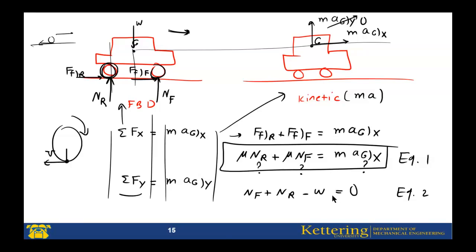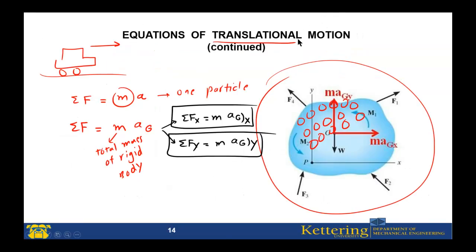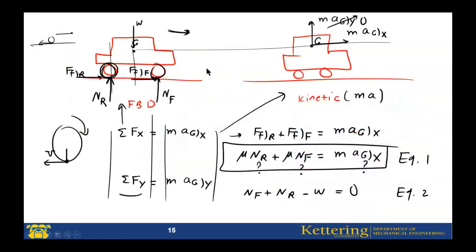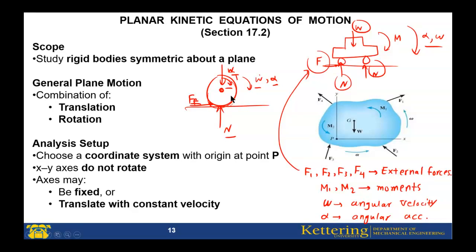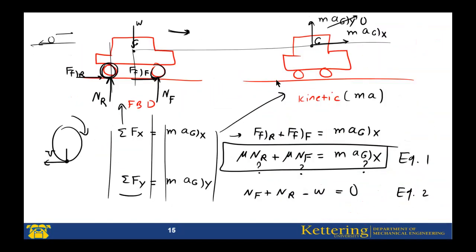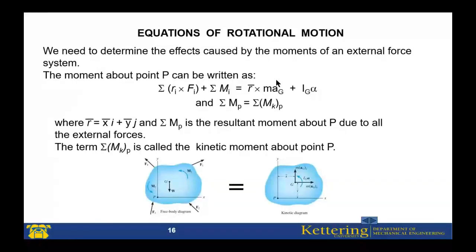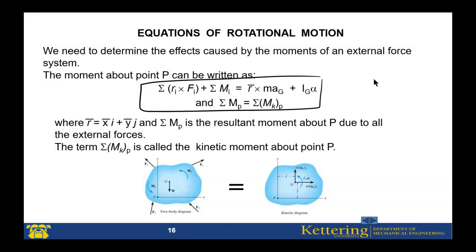Okay. Now, these are the equations of motion for a translational motion. Just a car is moving here. How about the equation of motion for a rotating body, such as a tire? Tire is rotating, only the tire. How can we write the equation of motion for a tire that is rotating? For this one, we need to use this equation. What is this equation? I will explain. This equation can be used only for a rotational motion.